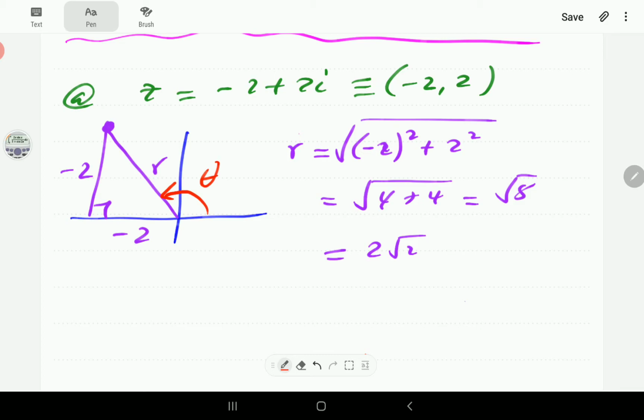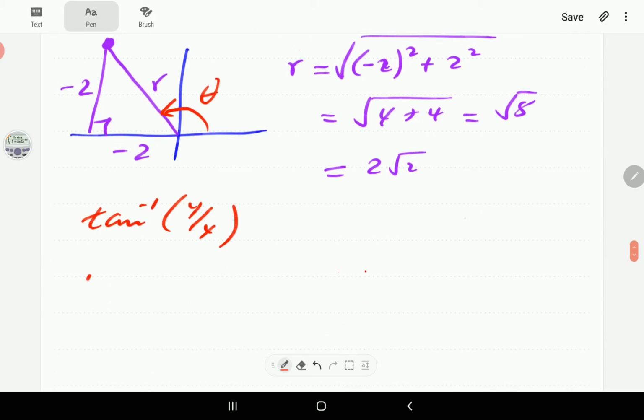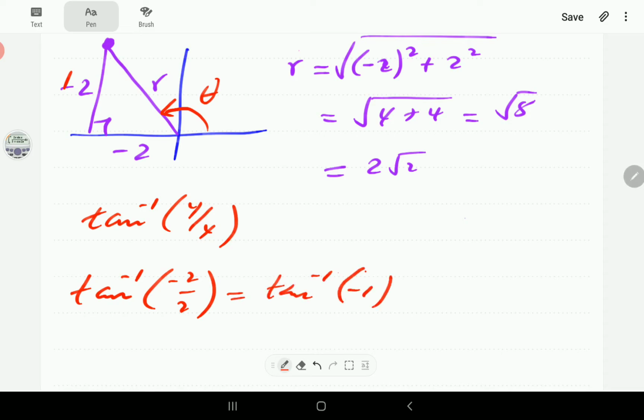So the first thing I want to do is always work out inverse tangent y over x. So in our case, inverse tangent, y is positive 2 and x is negative 2. So this is inverse tangent negative 1. So let's see what happens if we punch that in the calculator.